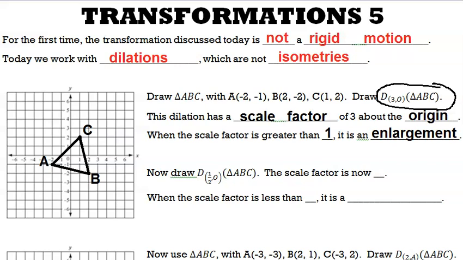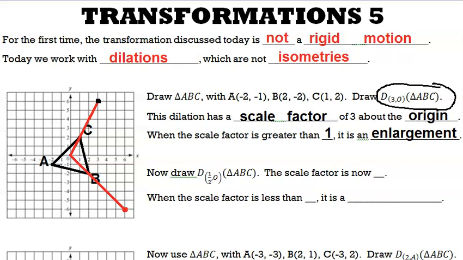Now, when you are dilating with a scale factor of more than 1, your figure should get bigger, which means in this case, all you have to do is take the distance that you are from the origin and multiply it by 3. So if we were dilating point C, instead of being in its original spot, it would have worked its way all the way up here. Now we can use that exact same logic with point B. Instead of being at 2, -2, we're going to triple that distance, and it's now going to be at 6, -6.